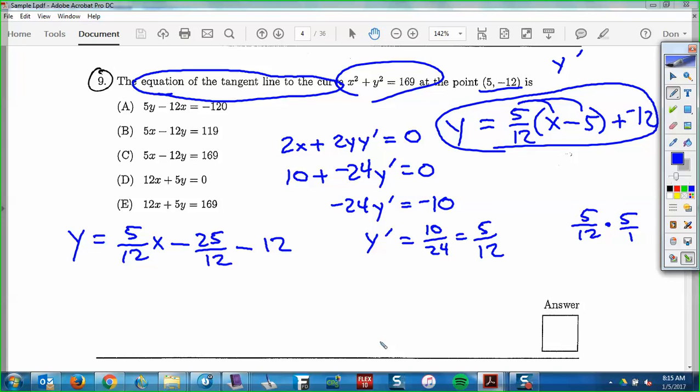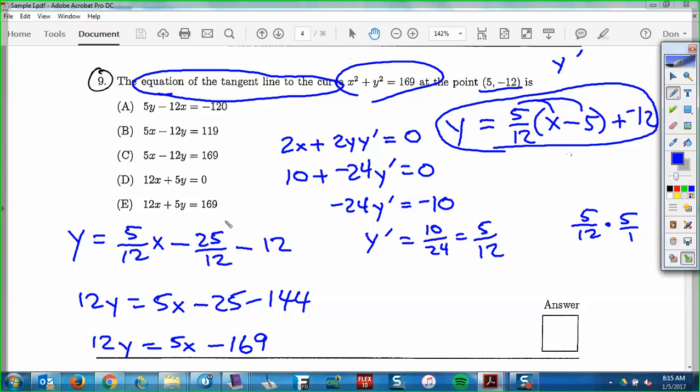Okay, what would be a thing to do right now? I would multiply everything by 12, clear the fractions. 12y equals 5x minus 25 minus 144. Don't forget, you got to multiply that last 12 there by 12. You multiply everything by 12. And then 12y equals 5x minus 169. And I don't know, we're getting close.